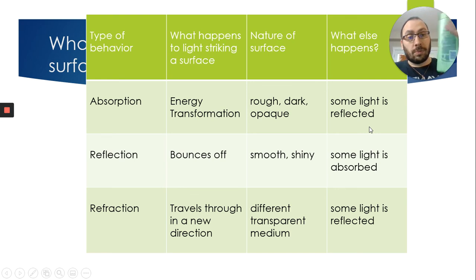Okay, so the light on this moisturizer, some of the light, the green light, is reflected, but the rest of it gets absorbed. Reflection is when light bounces off. Typically, the nature of the surface is smooth and shiny, and some light also gets absorbed. So light is reflecting off of this as well, but a lot of it is also getting absorbed. And then refraction is when light travels through in a new direction. The light travels through, but it goes in a new direction. This is when we have different transparent mediums, and some of the light does get reflected.